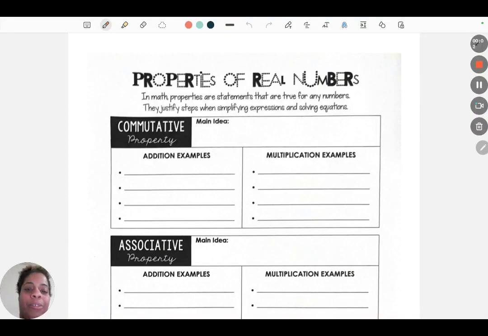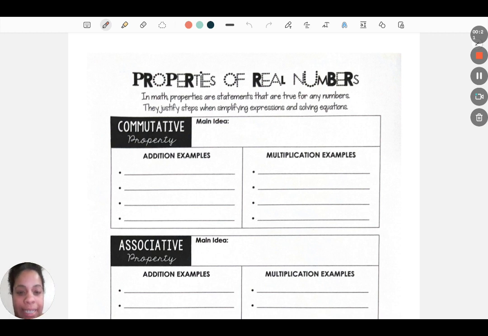All right. Hello. I am back for our next lesson. So today we are talking about properties of real numbers. So it says 1.11 because it should have gone in the Unit 1 lessons.